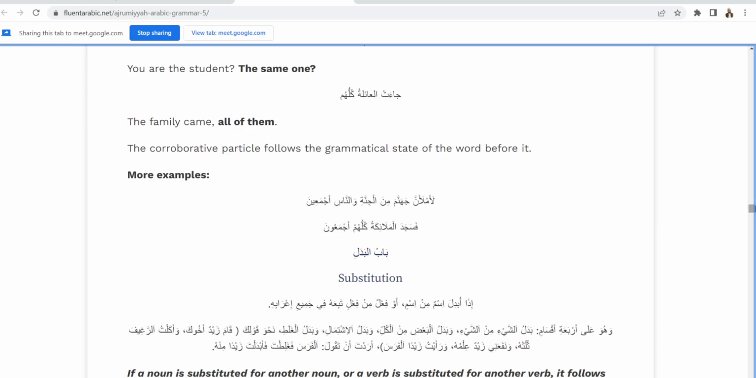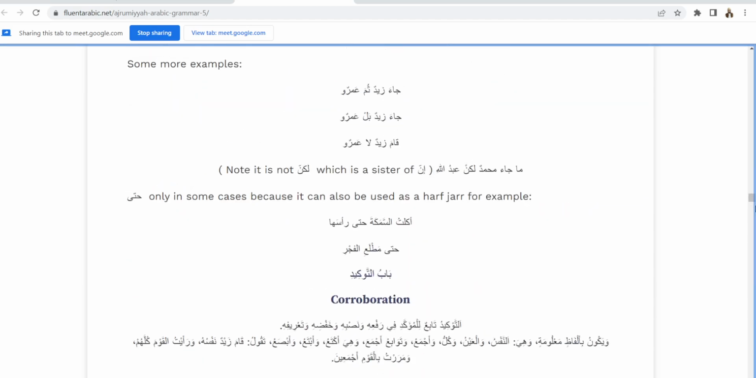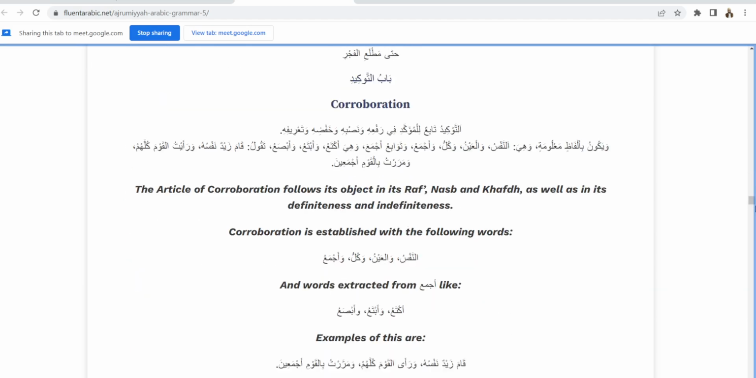Now, number three is tawkid. Tawkid is basically emphasis. He says corroboration, which does not make sense to me here. Tawkid, akkada: I emphasize. I make sure that something happened.